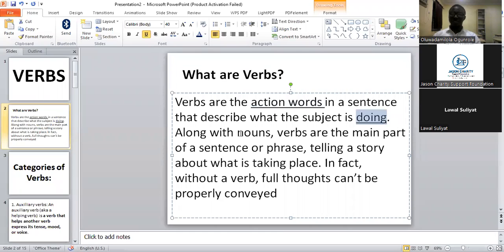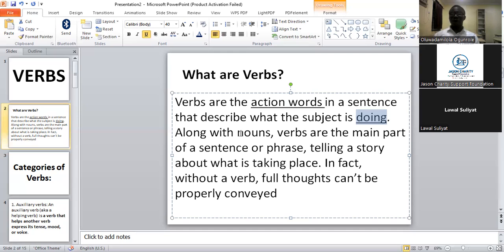That is, if you have a sentence or an expression, it is the verb that will tell you what the subject has done, or an action carried out by the subject, which in turn will be received by a concrete or an abstract object. Now, we said along with nouns, verbs are the main part of a sentence or phrase. Whatsoever, maybe we are telling a story about what's taking place. As a matter of fact, without a verb we cannot say that we have a full thought, or a sentence. A full thought will not be conveyed if the verb is not present in it.